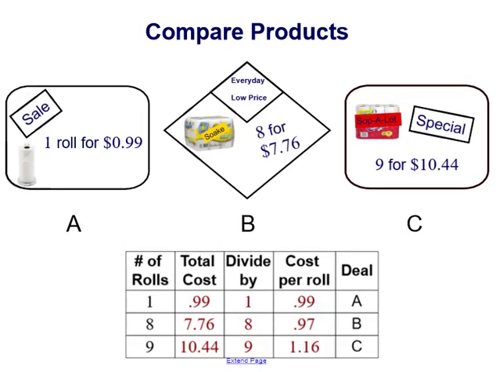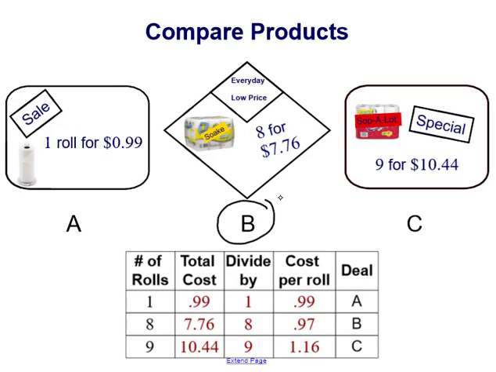Filling in the information, if you divide 99 cents by the 1 roll, you're paying still the 99 cents per roll. But if you take the total cost of $7.76 and divide by the 8 rolls, you're paying 97 cents per roll, which is already better than deal A. And if you look at deal C, the third deal, you're taking the $10.44 and dividing by the 9 rolls, which actually gives you $1.16 per roll.